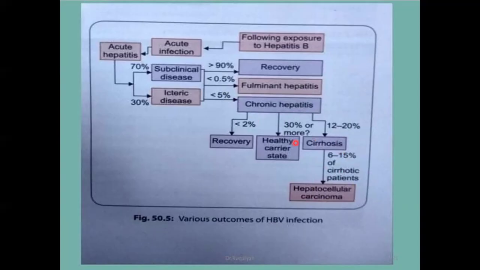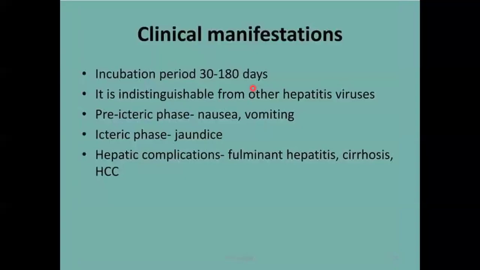So as you can see, this disease is easily treatable. We have antivirals that treat it. So the chances of you getting cirrhosis or hepatocellular carcinoma, they're quite low. The chances are quite low since we have vaccines and we have drugs that treat this disease, okay? Then the clinical manifestation, incubation period, 30 to 180 days.